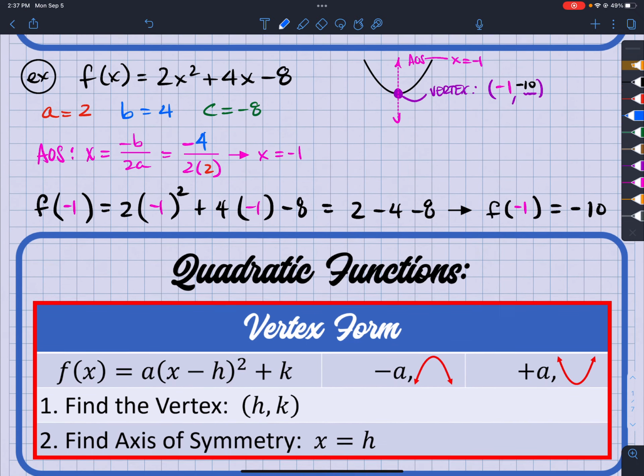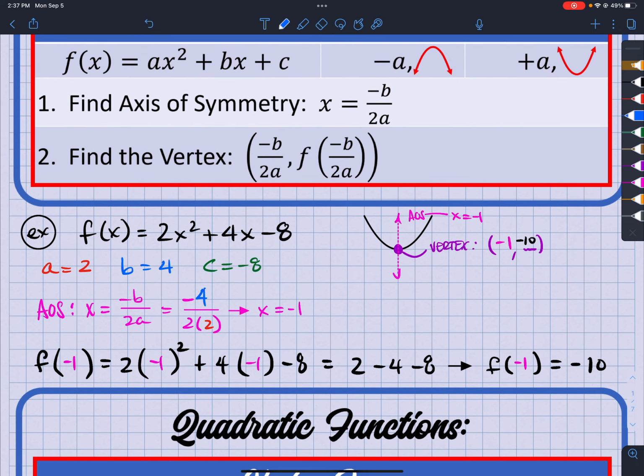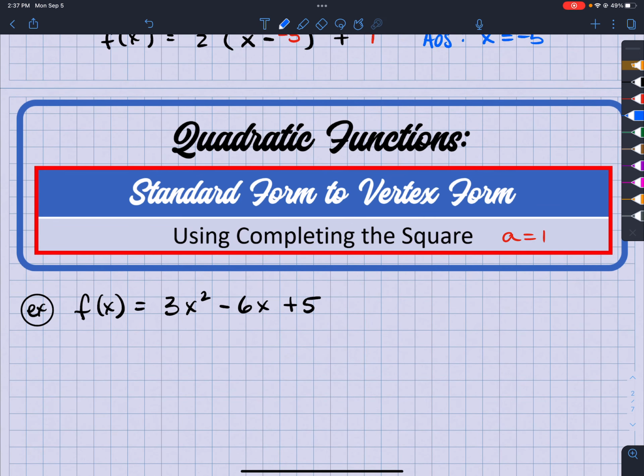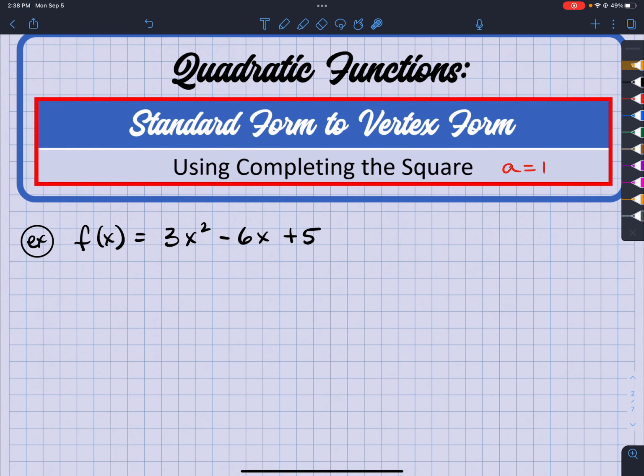So now I was mentioning a second method, right? So here is what we were talking about. Here we could convert standard form to vertex form by using completing the square. The downside of completing the square is that a has to equal 1. So here we go. Let's take a look.